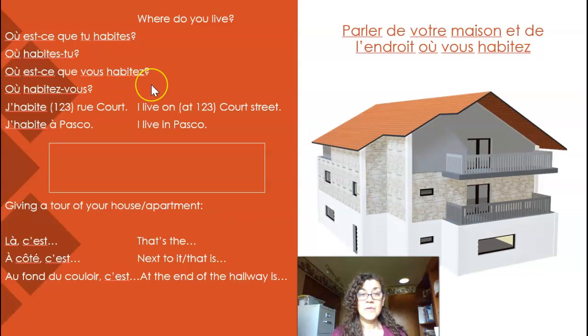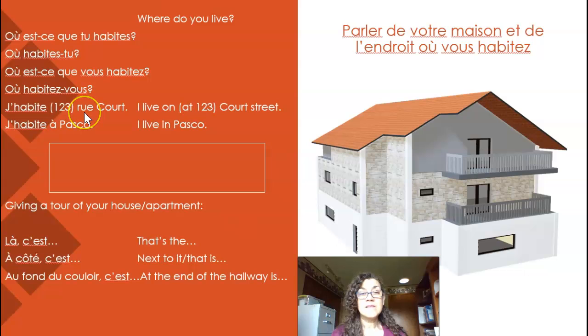Now, to answer, if you just want to say what street you live on, because maybe you don't want to give out too much information, you would say j'habite rue. Rue means street, and then you say the name of the street. For example, this says court. In French, it would be pronounced cour. J'habite rue Cour. Okay, I live on Court Street.